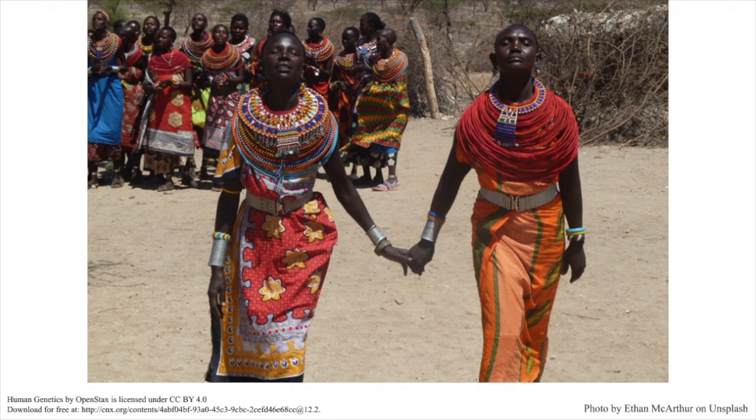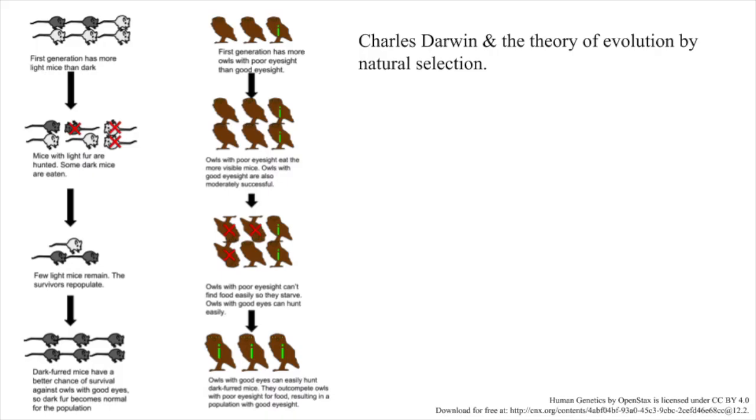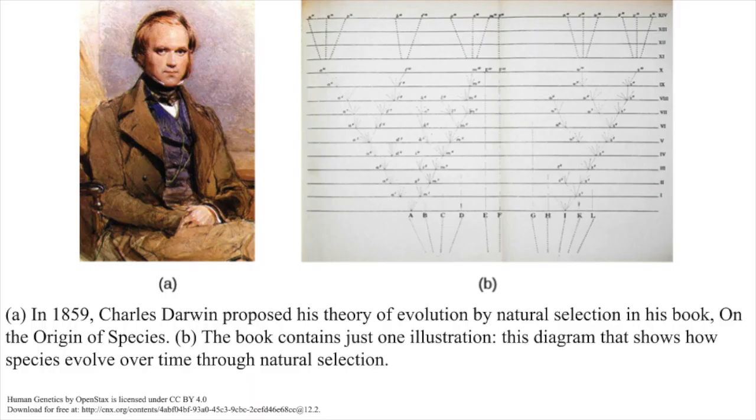In parts of Africa where malaria is prevalent, having the sickle cell mutation does provide health benefits for carriers: protection from malaria. This is precisely the situation that Charles Darwin describes in the theory of evolution by natural selection. In simple terms, the theory states that organisms that are better suited for their environment will survive and reproduce, while those that are poorly suited for their environment will die off.